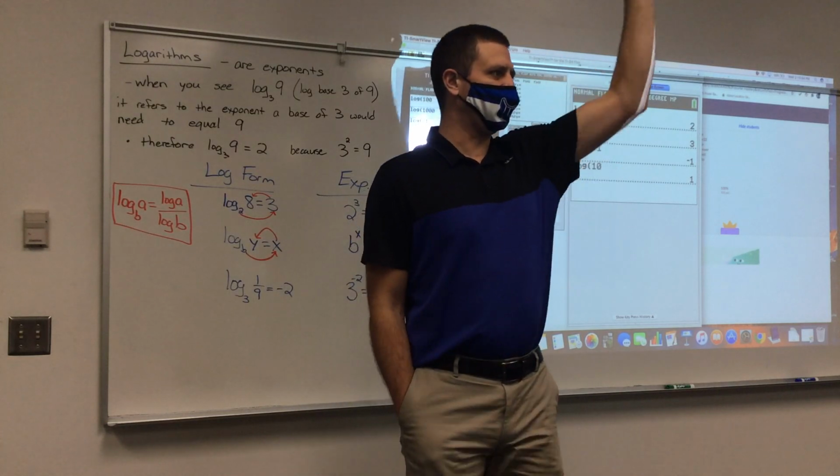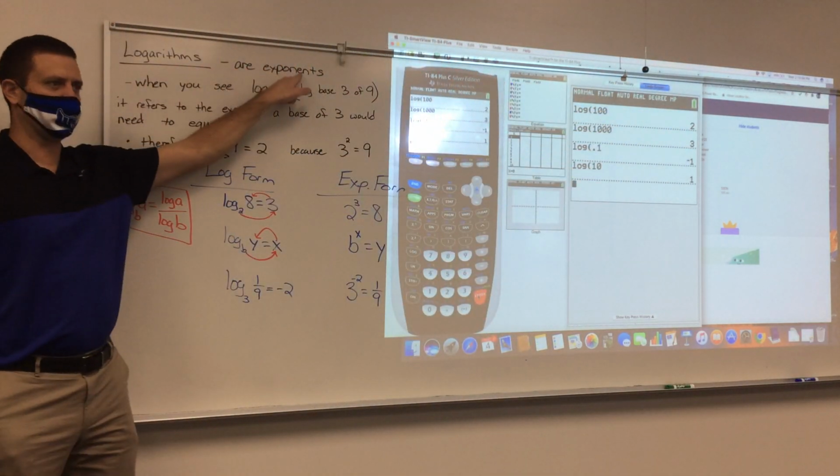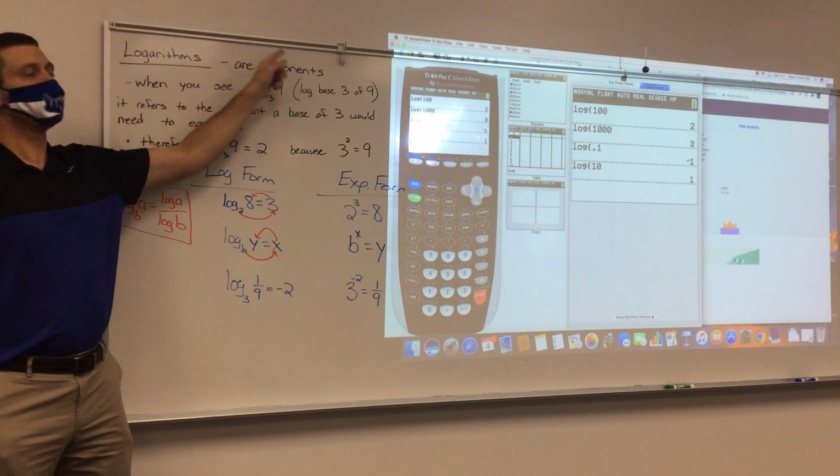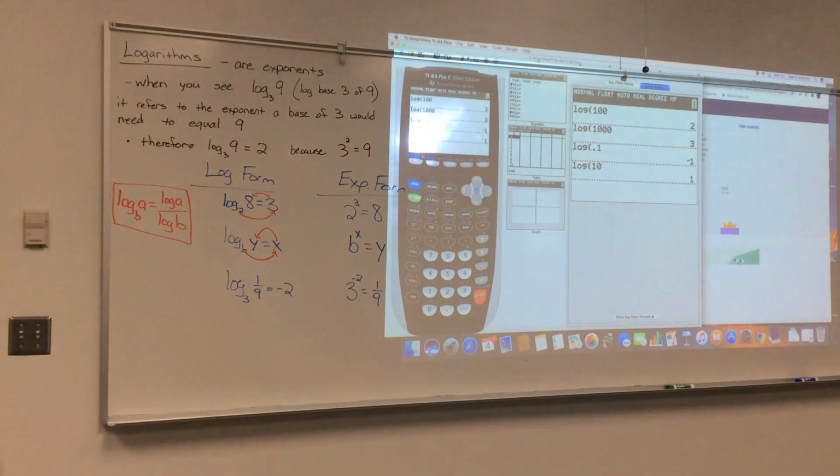Logarithms help you find exponents because logarithms are exponents. I'll write that down. I would write this down. Logarithms are exponents. Logarithms are really just exponents. You will use them to find the values of exponents that are variables. So logarithms are exponents.